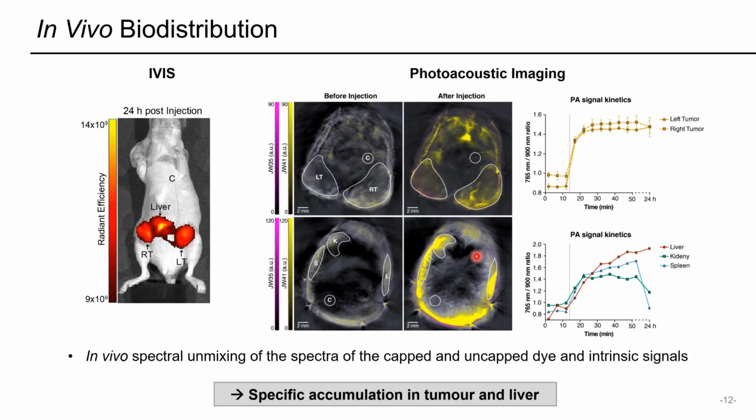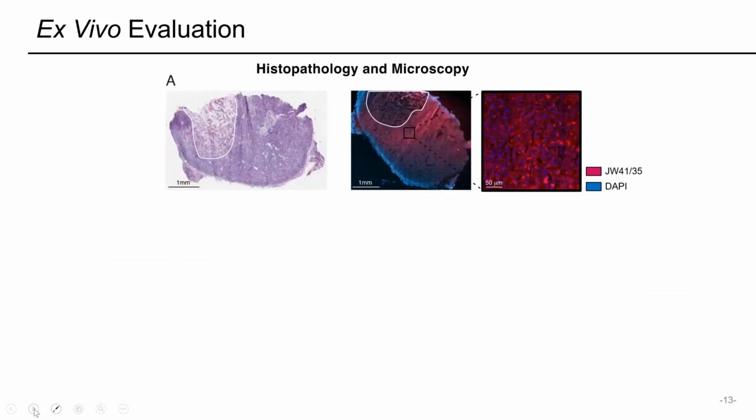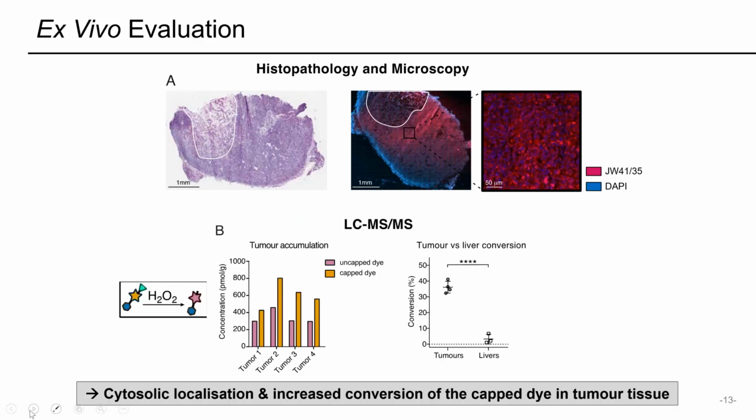So, okay, now we did know that the dye actually enriches in our tumor, but we did not know if it's inside our tumor cells or in the extracellular space. So to investigate this, we did some histology and microscopy with the tumors. And as you can see here, the dye mostly accumulates in the non-necrotic areas. And if you look further in here, you can see that the dye actually is in the cytosol of our cancer cells. We then wanted to further counterprove that when the dye is inside the cancer cell, it actually gets converted from the capped dye into the uncapped dye.